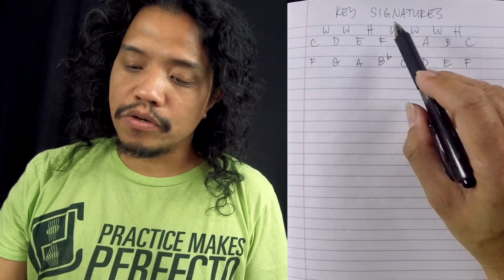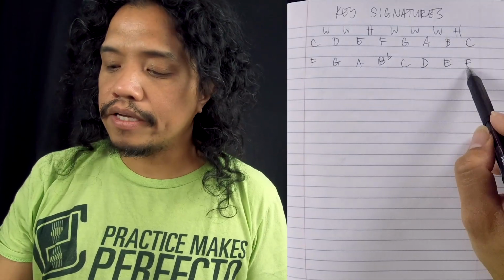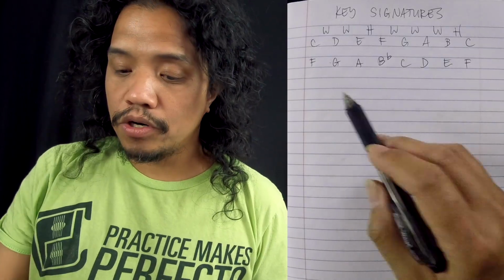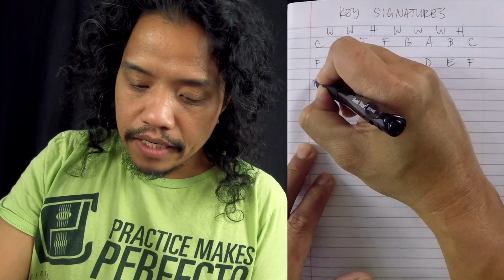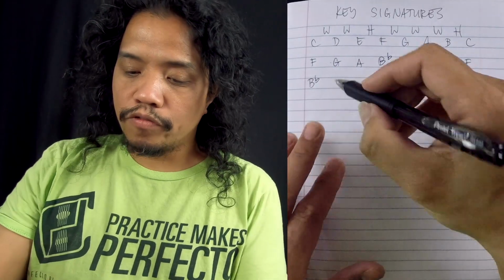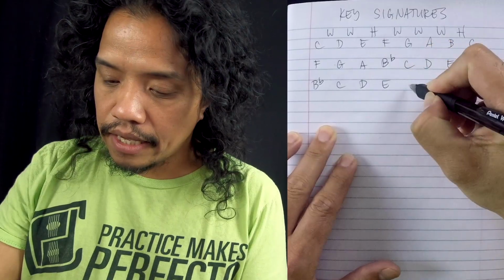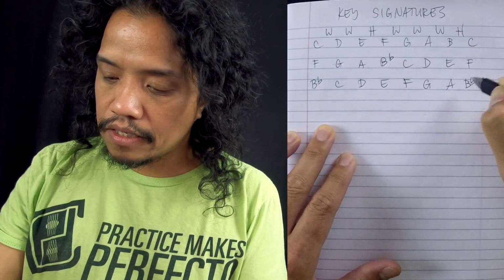B flat to C is a whole step, C to D is whole, D to E is whole, E to F is half step. Now I'm gonna spell out another key. So take the fourth note, 1, 2, 3, 4, B flat. Okay. Lay out all the notes we have so far: B flat, C, D, E, F, G, A, B flat.